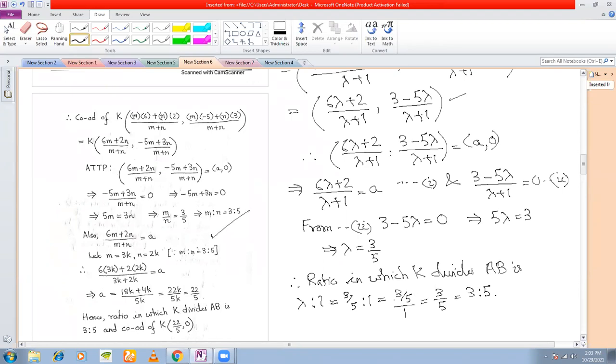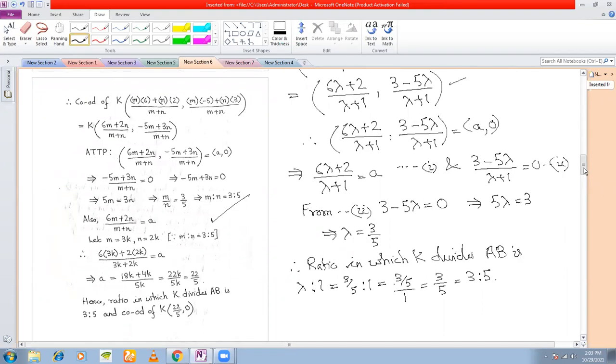You can do it this way also, whichever way you find convenient, whether you want to take m is to n or whether you want to take lambda is to 1, depends on you. Okay. Whichever way you find convenient. So we have found out the value of lambda.